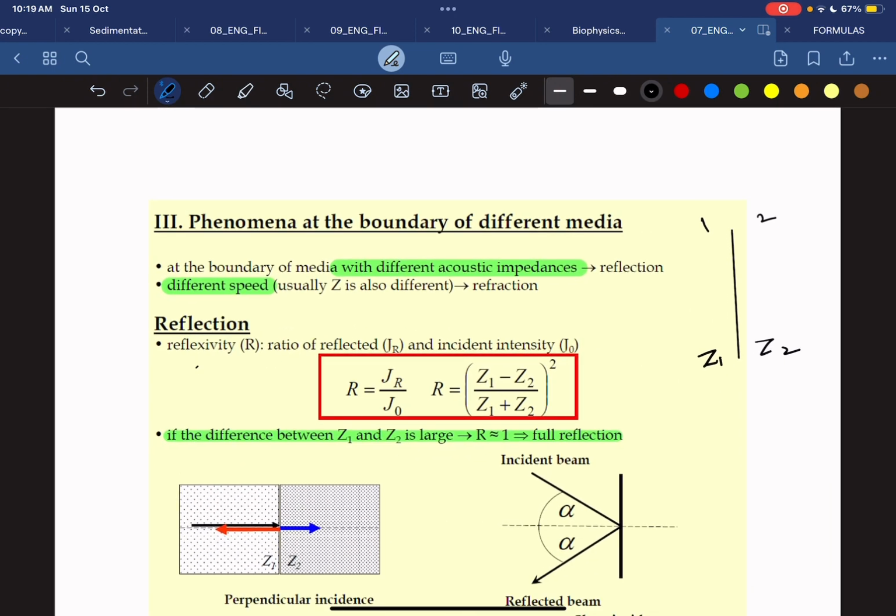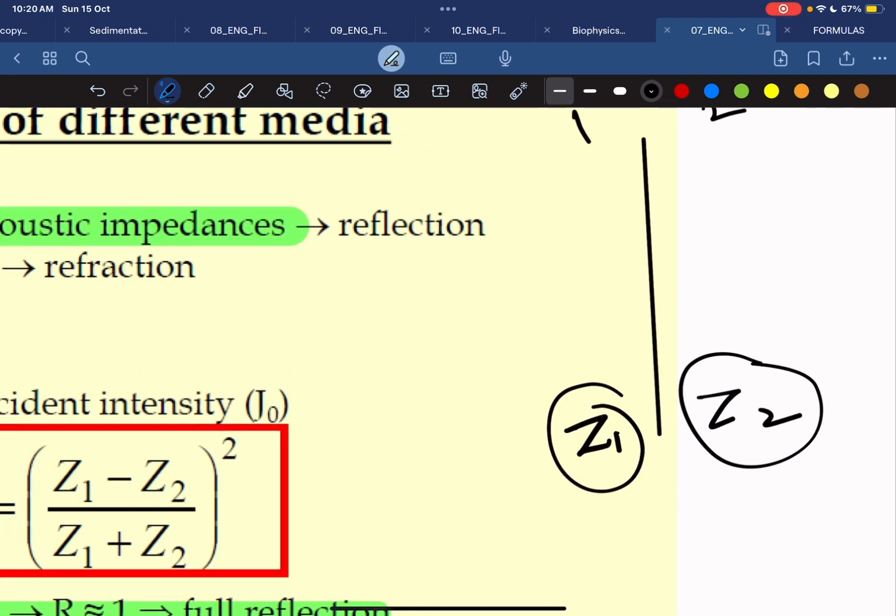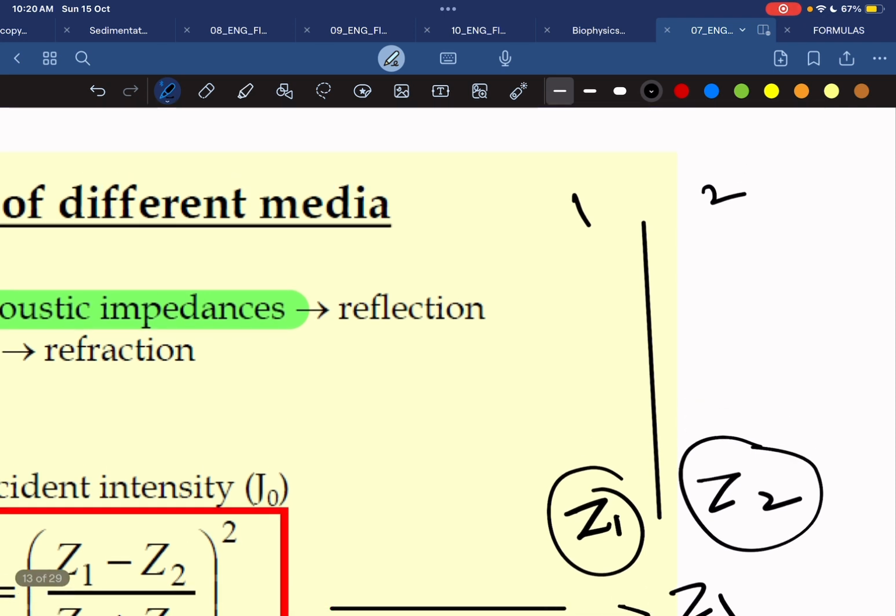Now, at the boundary of two media with different acoustic impedances, what happens? Sound is traveling. Let's say z2 is higher than z1. That means these particles are not going to move as much as these particles move. That means the speed of sound will not be as much over here as it is here. Now, sound is coming here.